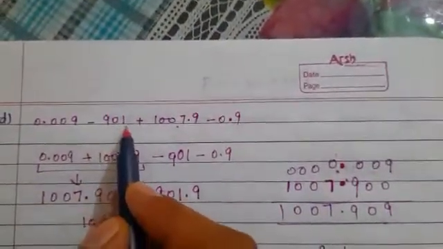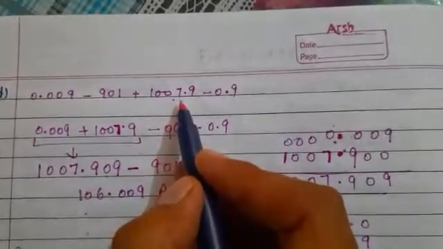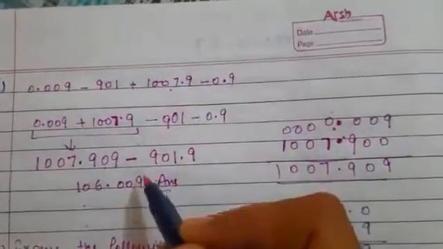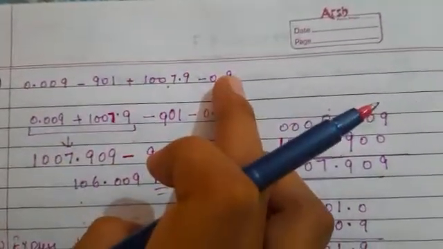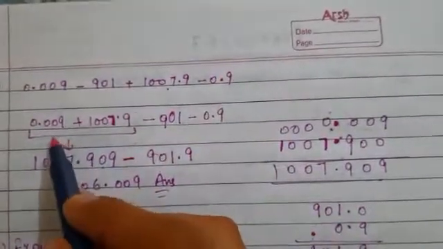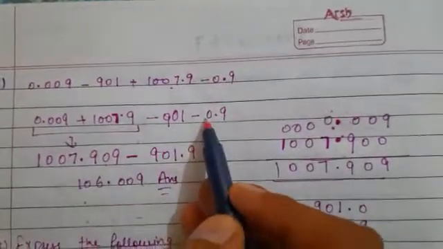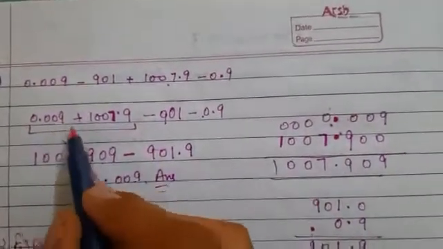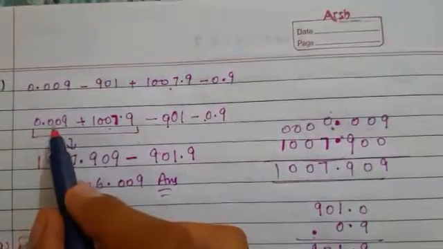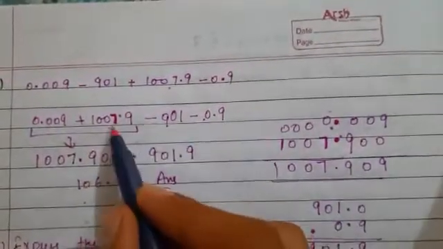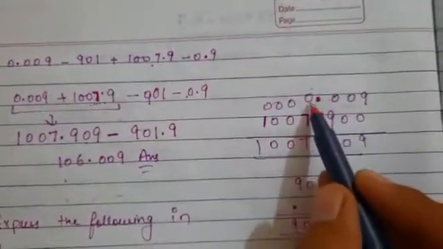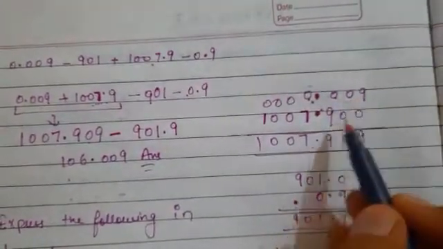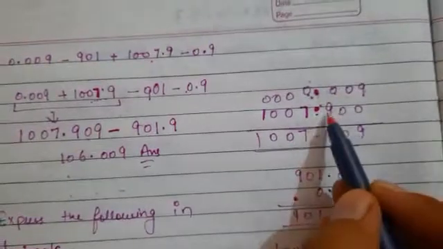0.009 minus 901 plus 1007.9 minus 0.9. Now here two numbers are positive and two are negative. So what we will do here, we separate the positive numbers and the negative numbers. When we add these two numbers, 0.009 plus 1007.9, we will write here 0.009. Downside of the decimal there should be 9.